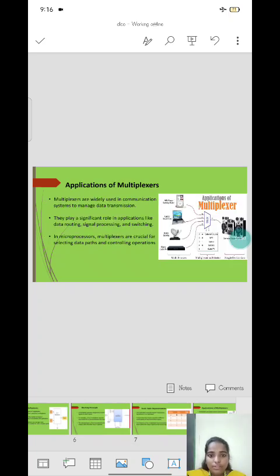Applications of multiplexer. Multiplexers are widely used in communication systems to manage data transmission. That means we can use them in large scale database management systems. They play a significant role in applications like data routing, signal processing and switching. That means they are used in mobile companies and large mobile data routing places. In microprocessors, multiplexers are crucial for selecting data paths and controlling operations. These multiplexers are also used in mobile signals.